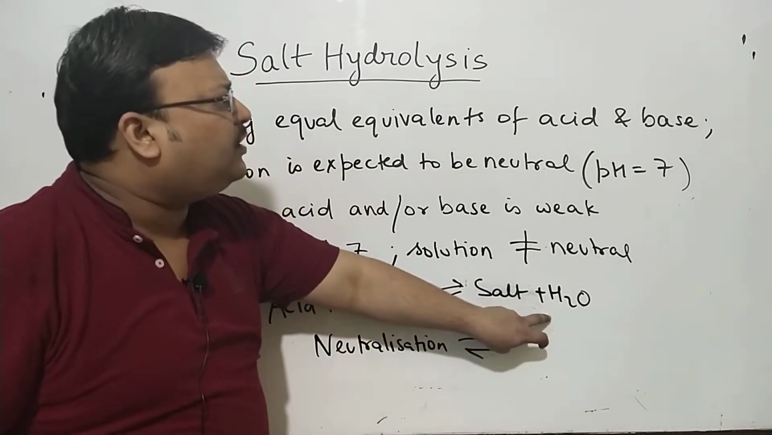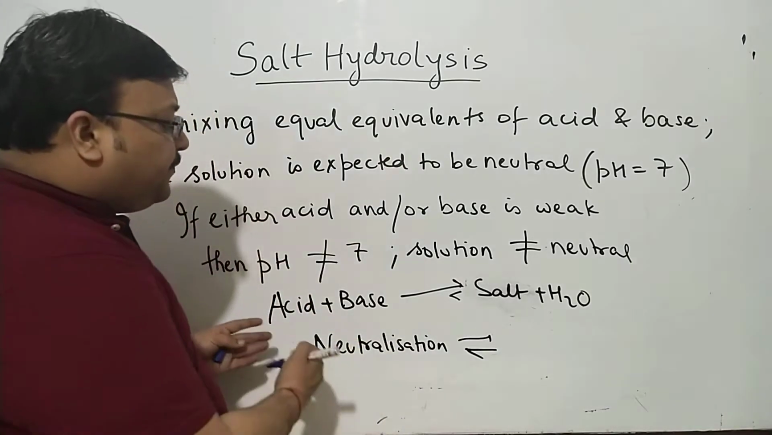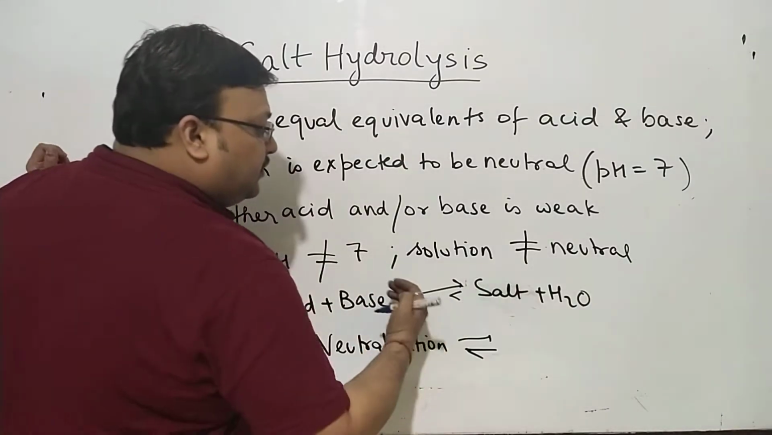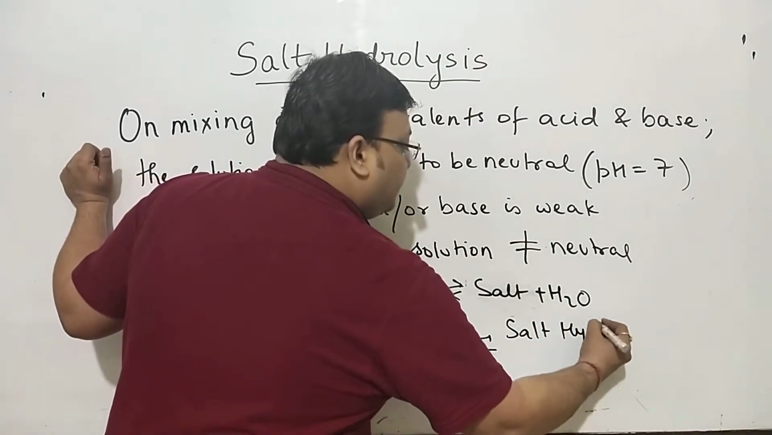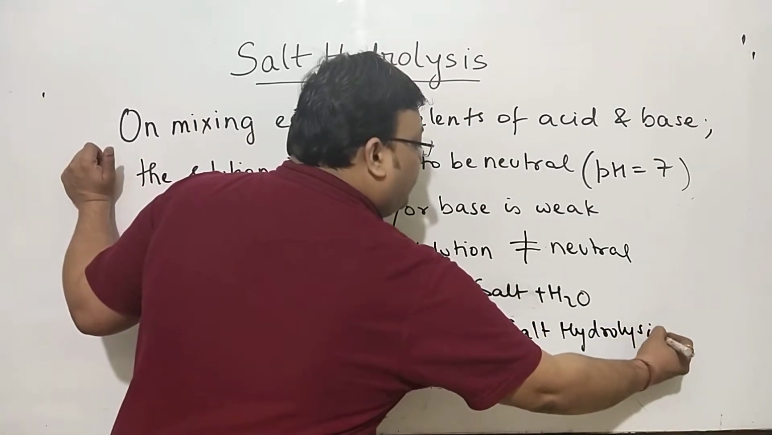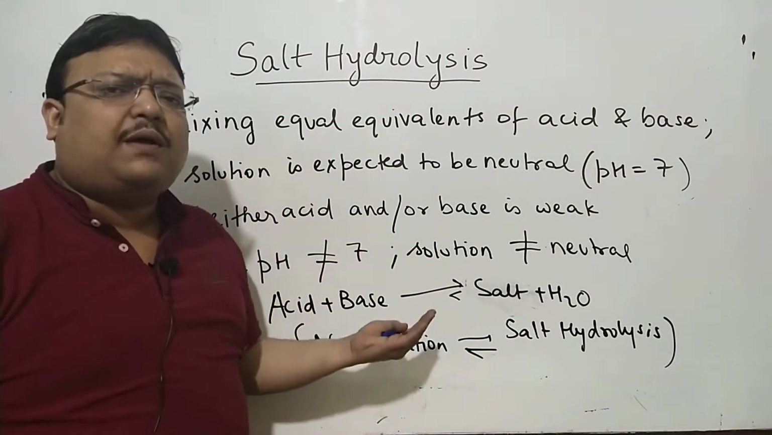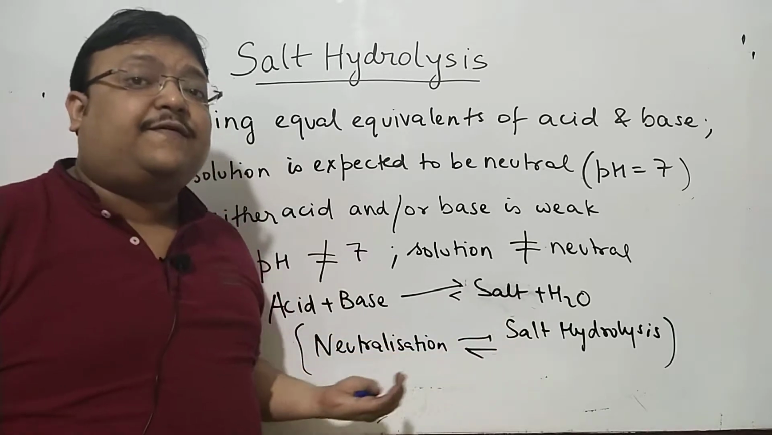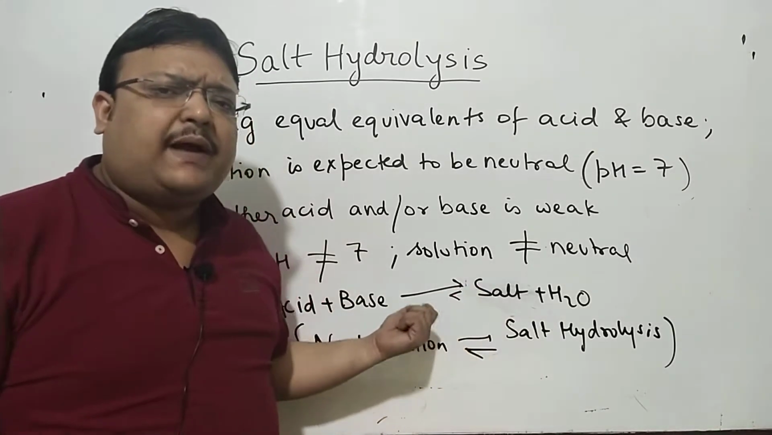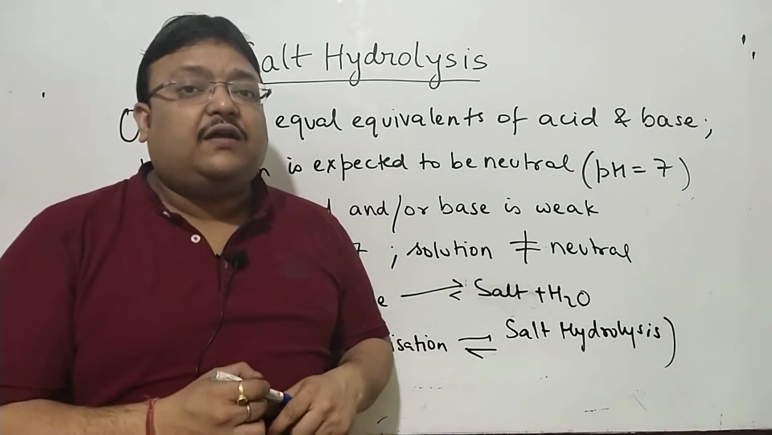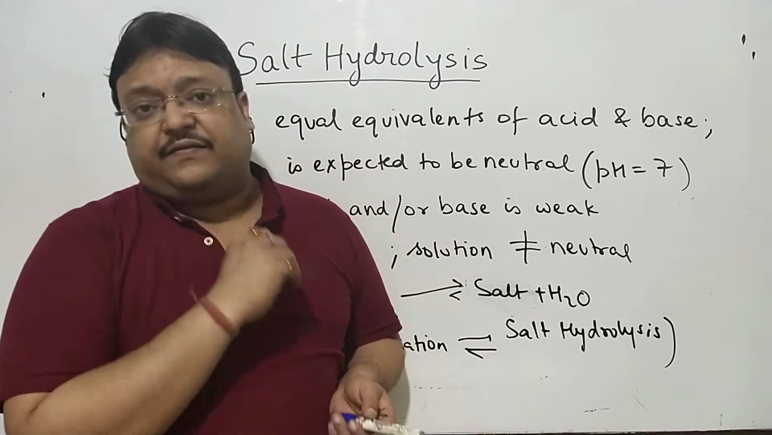Something reacting with water breaking down could be called hydrolysis. So the reverse of neutralization, this forward is neutralization, this backward is salt hydrolysis. And right away we'll know that we're talking about a process which is the reverse of neutralization. And if a small amount of salt reacts with water giving back the acid or base, depending which is stronger, the pH might be slightly more or less than 7.